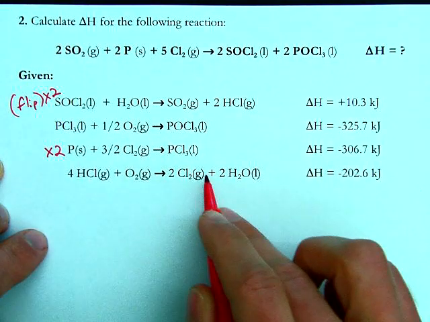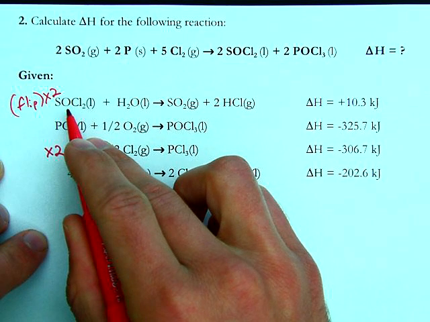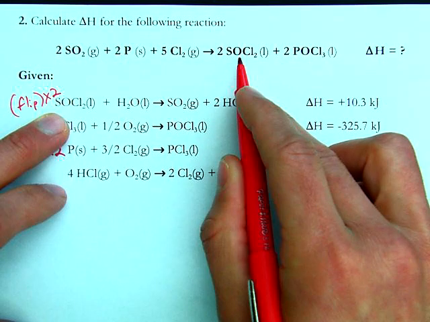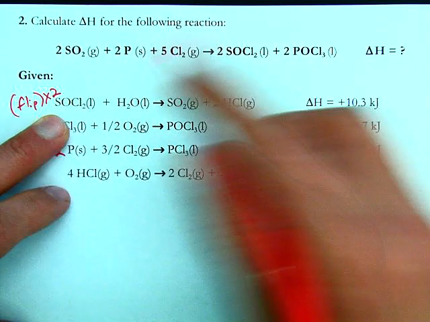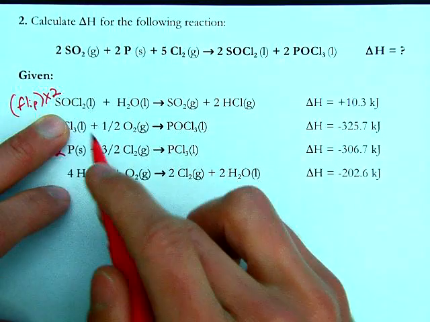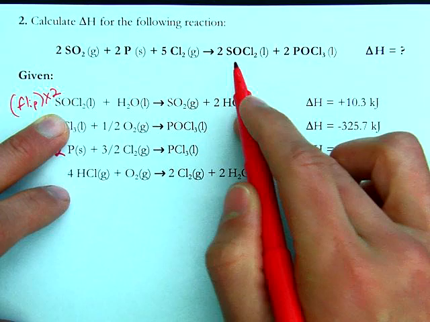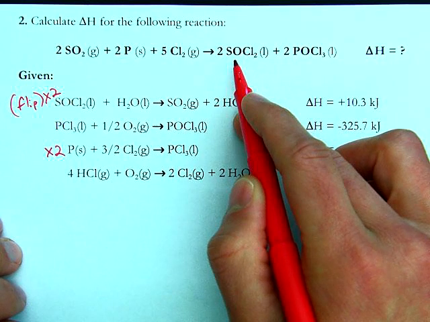SOCl2, again, only exists in one equation right there. Now, it's on the left side, and it has to be on the right side. But we already established that we're flipping this equation. If we're flipping this equation, that would put it on the right side. And if we're multiplying by 2, that would give us 2 of it. So that's good. We don't need to do anything else with that.